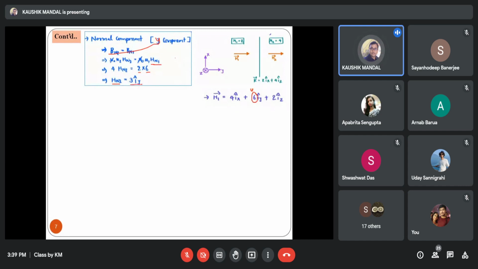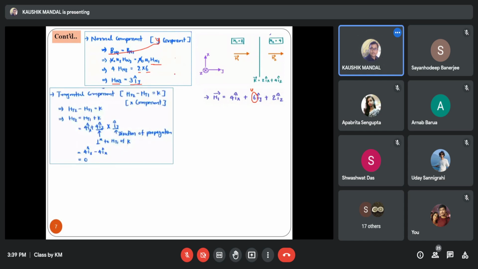Next, you have to determine the tangential component. In the tangential component, there are two components, one along x and another along z. One by one, we have to find out both these components. So first, we will determine the tangential component. In that case, the magnetic field is moving from 1 to 2. So what will be the equation? That will be Ht2 minus Ht1 equal to K.